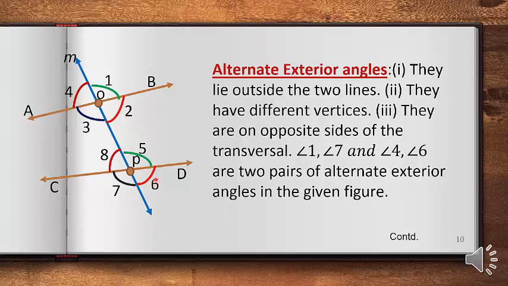So when two lines are cut by a transversal, two pairs of alternate exterior angles are formed. Here in this figure, angle 1 and angle 7, angle 4 and angle 6 are the two pairs of alternate exterior angles.